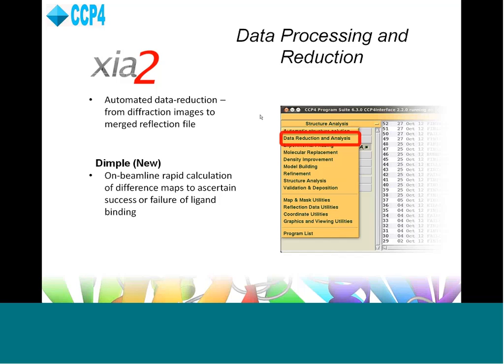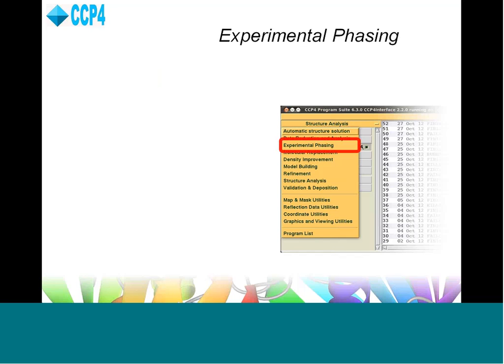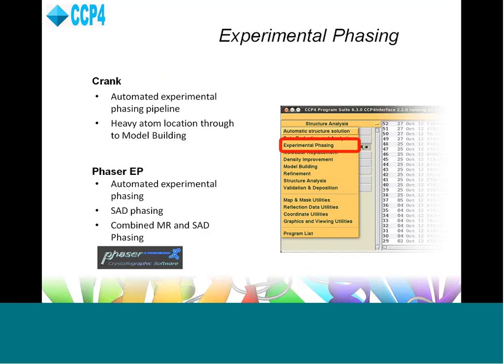Okay, so moving on to phasing then. For experimental phasing, we have the automated pipeline Crank. It automates the process to go from heavy atom location right through to model building. And we also have Phaser EP, the automated experimental phasing pipeline from the Phaser people. It will currently do SAD phasing, and you can also use it to combine MR with SAD phasing.